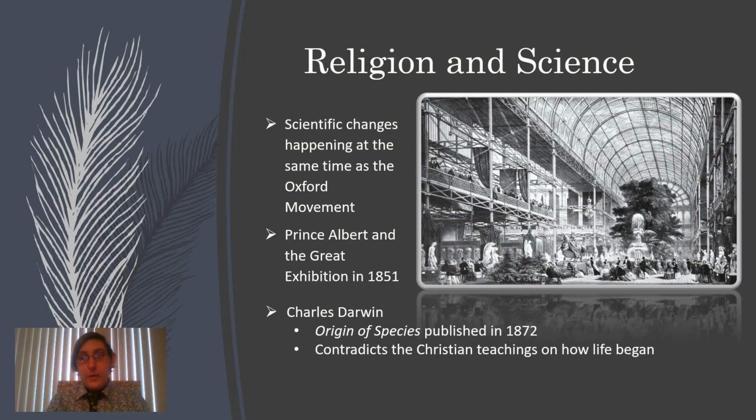Science impacted religion greatly during this time, as it was brought into England by Prince Albert with the Great Exhibition. It was happening at the same time as the Oxford movement, and one of the participants of this convention that brought in scientists and philosophers was Charles Darwin, who later, in 1872, published his book Origin of Species, which contradicts the Christian teachings on how life began.